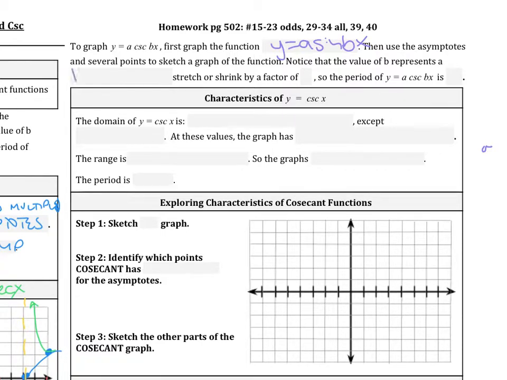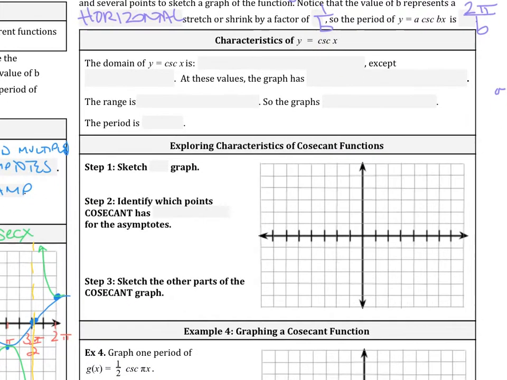The value of b, again, is a horizontal stretch or shrink by a factor of 1/b. And so we know the period is 2 pi over b. So let's go ahead and sketch this first.